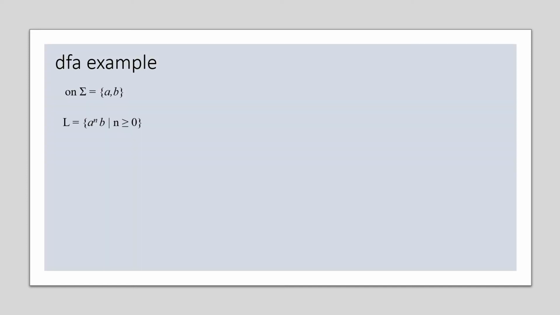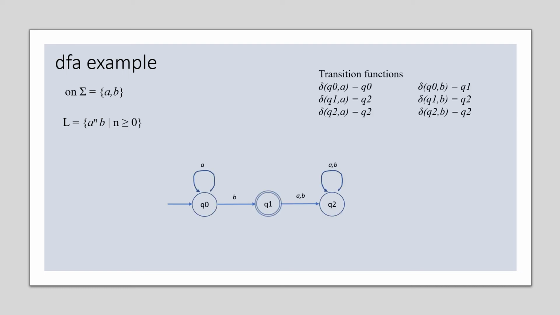All right, let's do one more DFA example. This is any number of A's followed by one B. But keep in mind that the letter B is in this language because N could be 0. So that could mean that I could have no A's. Okay, so does that mean that the empty string would be accepted?